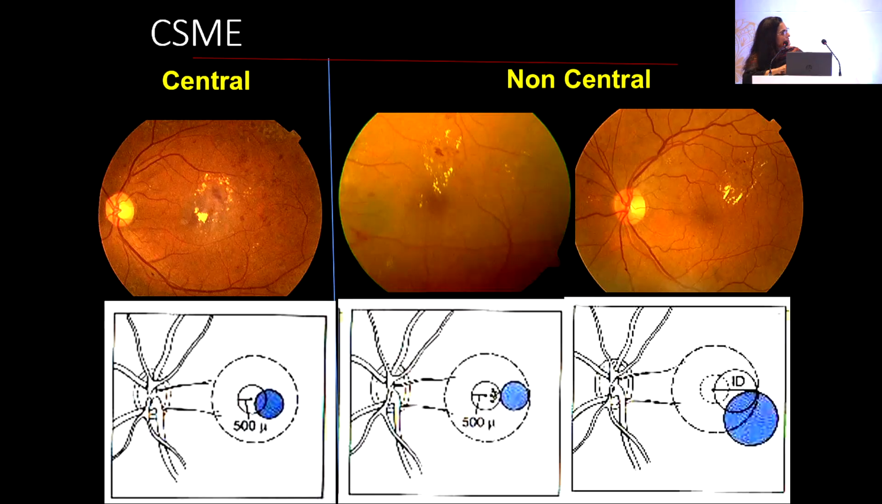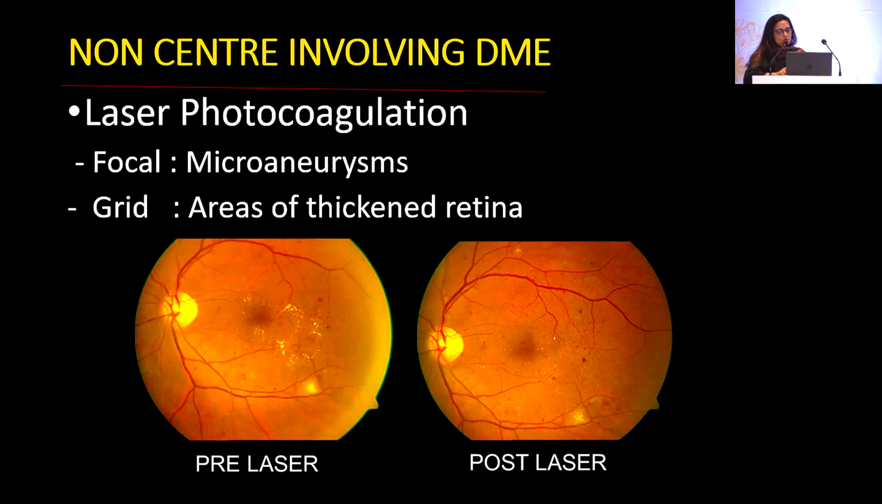So this is the only part of the CME that comes in the central involving, that is an area of retinal thickness within 500 microns of the fovea. So this is central involving, and anything else beyond 500 microns would be non-central involving.